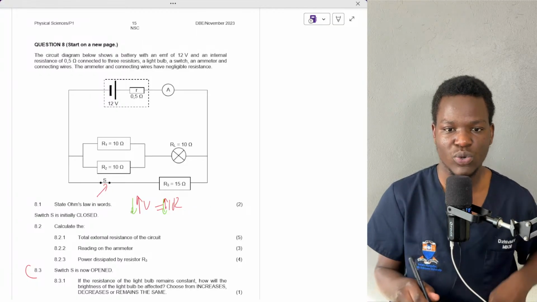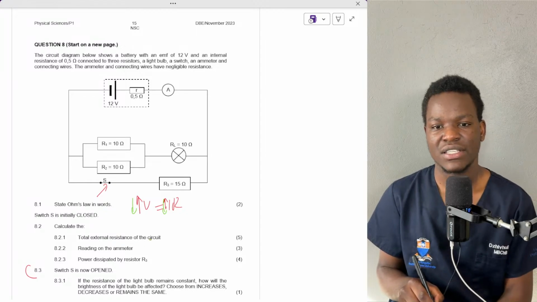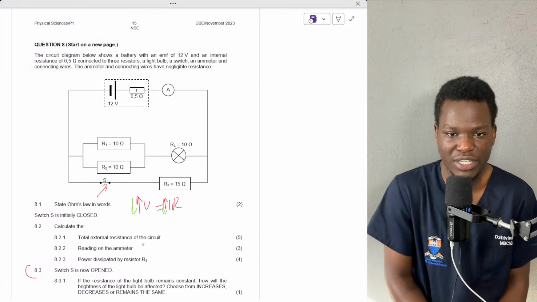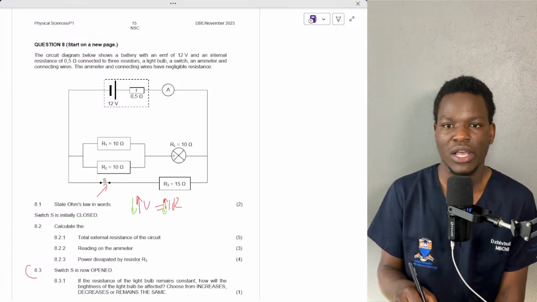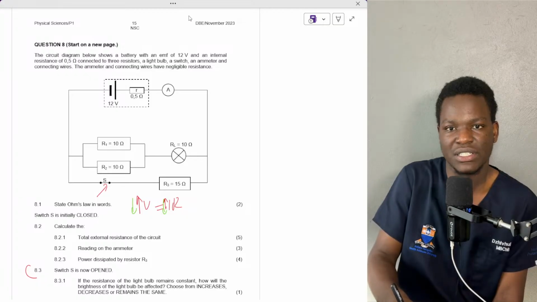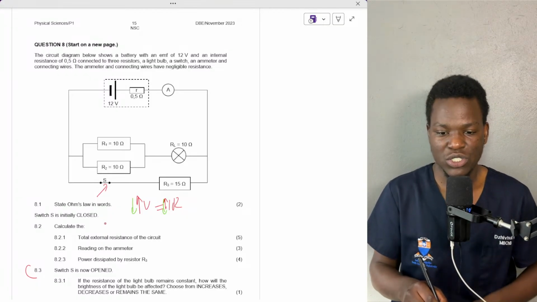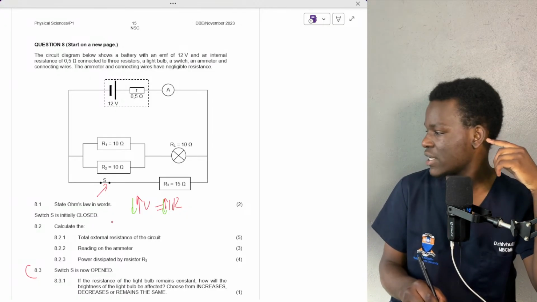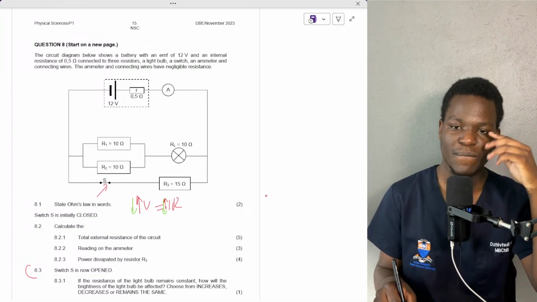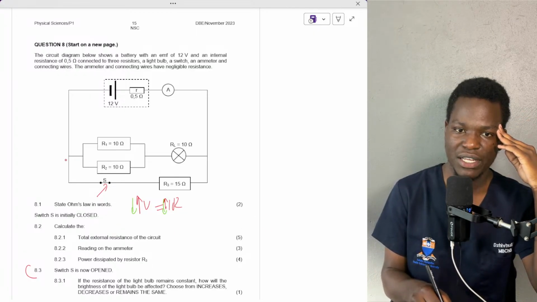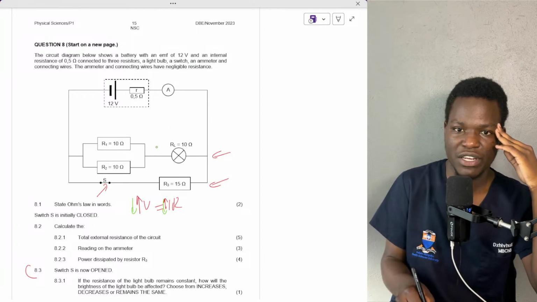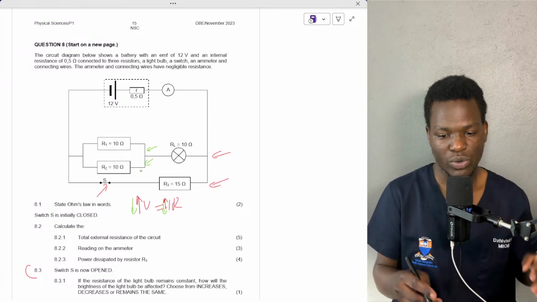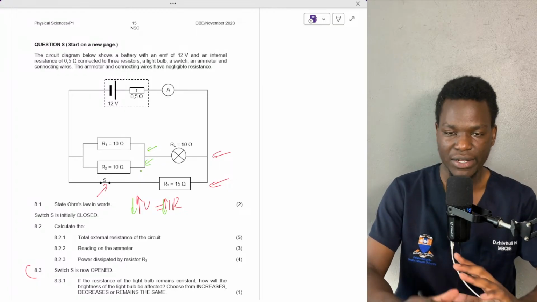And then when we continue, it asks for the total external resistance of the circuit. When you go to the total external resistance of the circuit, you have to know how to group resistors. It's very important here. So how do we group these resistors? We first have to see how many branches we have. We have two branches, this branch and this branch, but this branch is further divided into two more branches. So you have to know how to group branches.